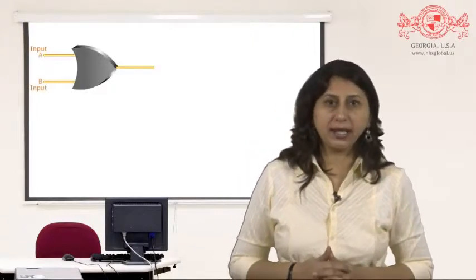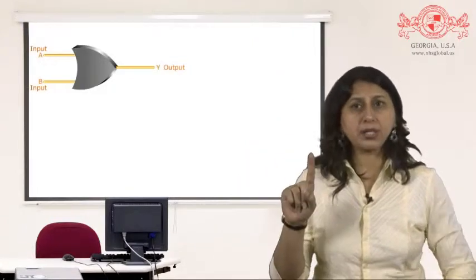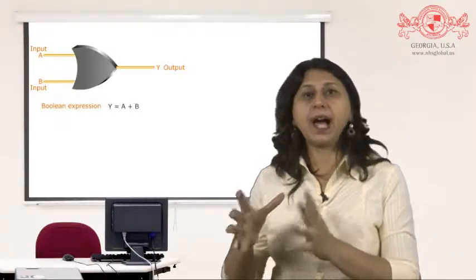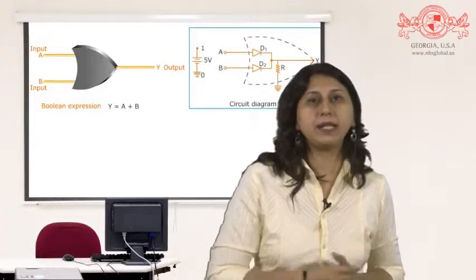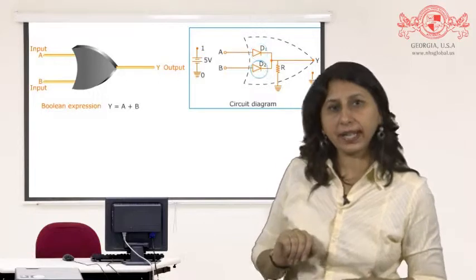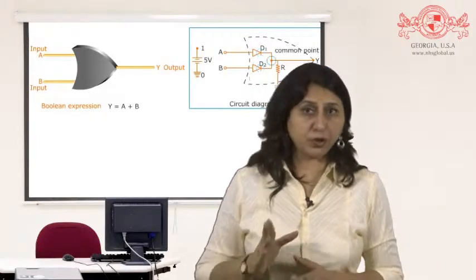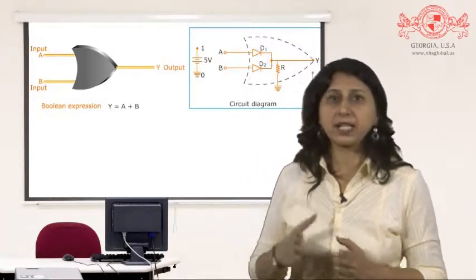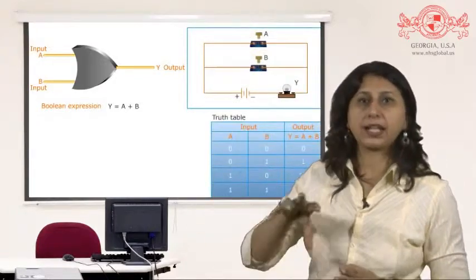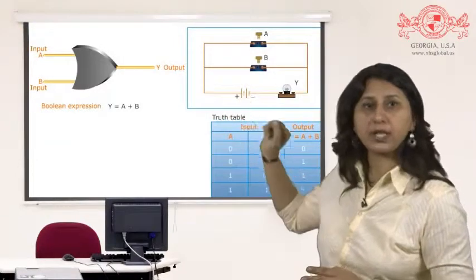OR gate. This is one of the basic logic gates which works on the OR operation of Boolean algebra. This gate has more than one input and only one output. The Boolean expression is Y equals A OR B. Shown here is the circuit diagram of the OR gate. The circuit consists of two junction diodes D1 and D2 such that the N regions of both the diodes are connected at one common point.